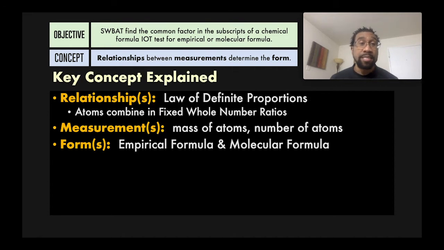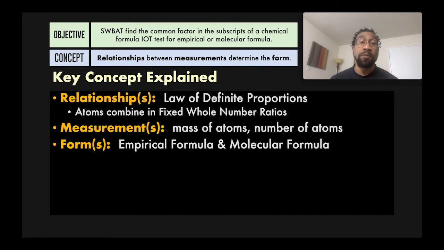All right, so the key concept here is relationships between measurements determine the form. What do I mean by that? Let's elaborate. The relationship that we are exploring is the law of definite proportions, and that means that atoms combine in fixed whole number ratios. The measurements that we often take with atoms are typically the mass of the atoms and the number of atoms, and they're usually directly related to one another, okay? And so today we're just going to focus specifically on the number of atoms and then finally the form.